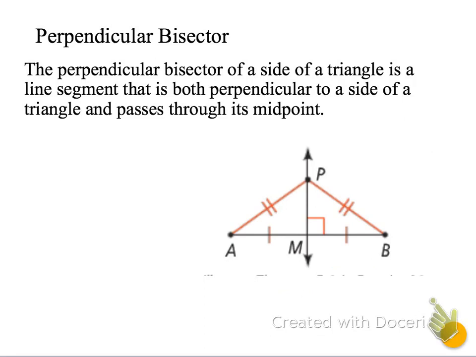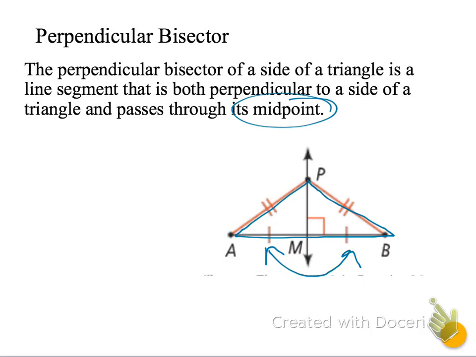Okay, a perpendicular bisector. The perpendicular bisector of a side of a triangle. So we have our triangle here. So if we look, it's this big triangle. Here's my big triangle here. Okay, so a perpendicular bisector of a side of a triangle is a line segment that is both perpendicular, so that's why we have this little 90-degree angle, because it creates a 90-degree angle to a side of a triangle, and passes through its midpoint. Okay, if there's a midpoint, that means the sides are the same.